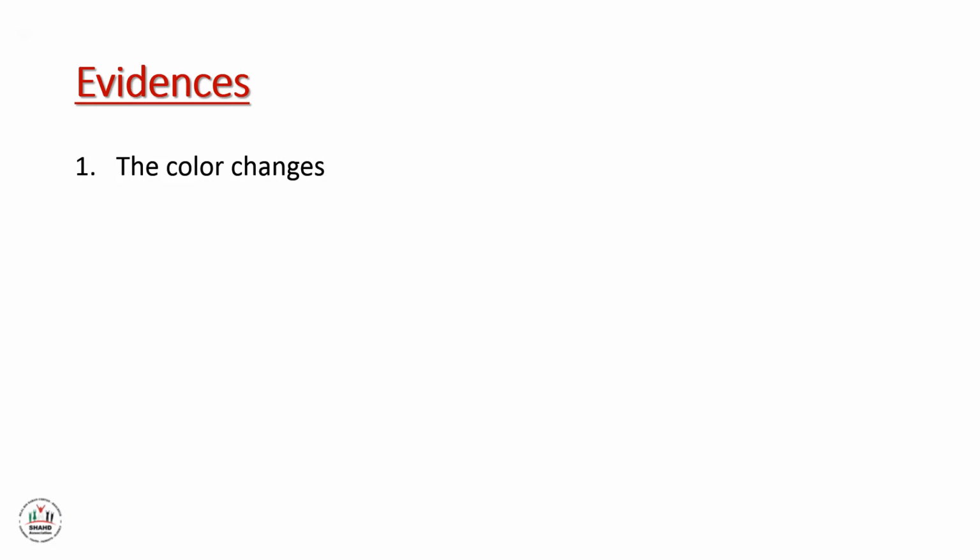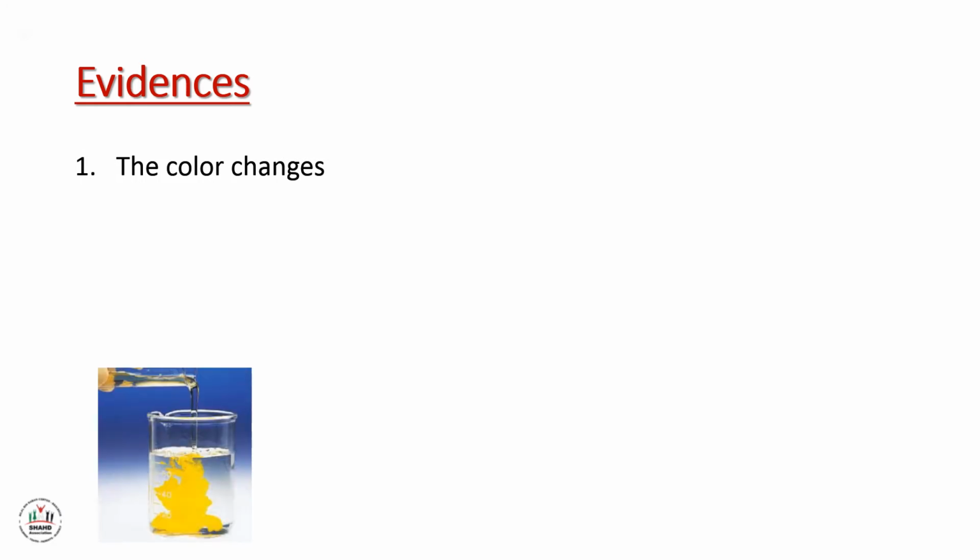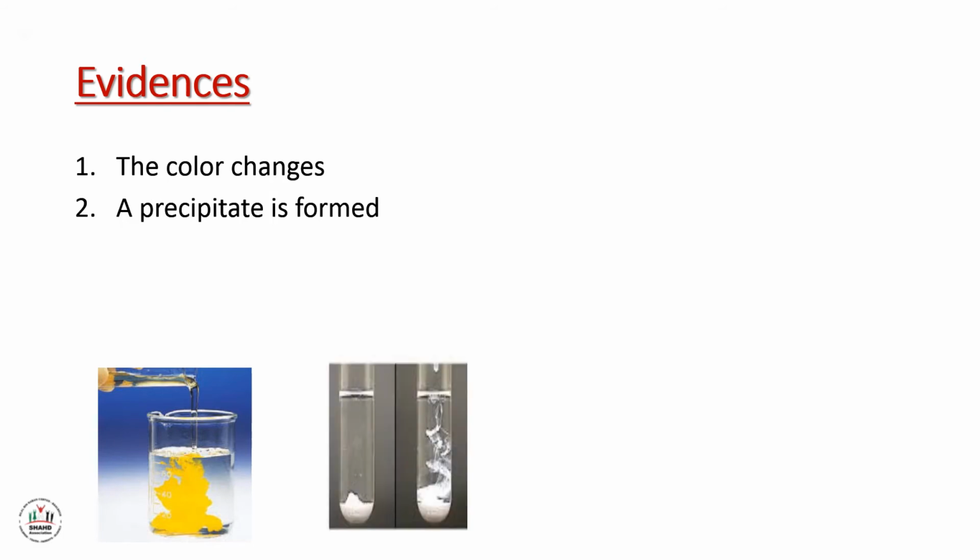What are the evidences of occurrence of chemical reaction? Whenever we see one of these evidences, then a chemical reaction occurs. The first one is that the color changes. When we add two substances together and we see that the color changes, then a chemical reaction occurs, like in this picture. The second one, a precipitate is formed, like in the second picture. When we add two substances, a white precipitate is formed, and this is an evidence that a chemical reaction occurs.